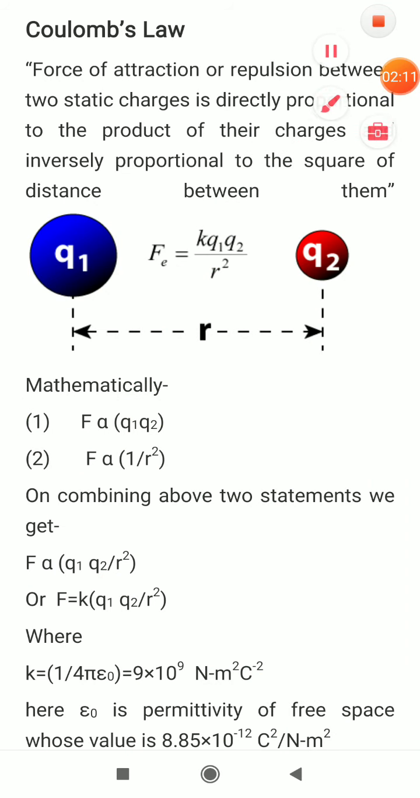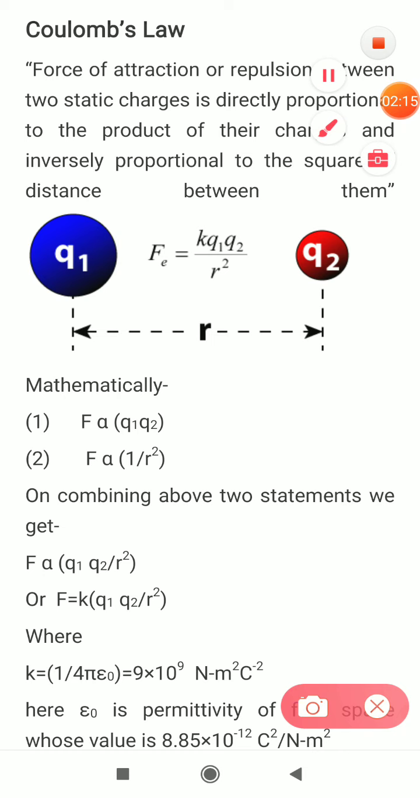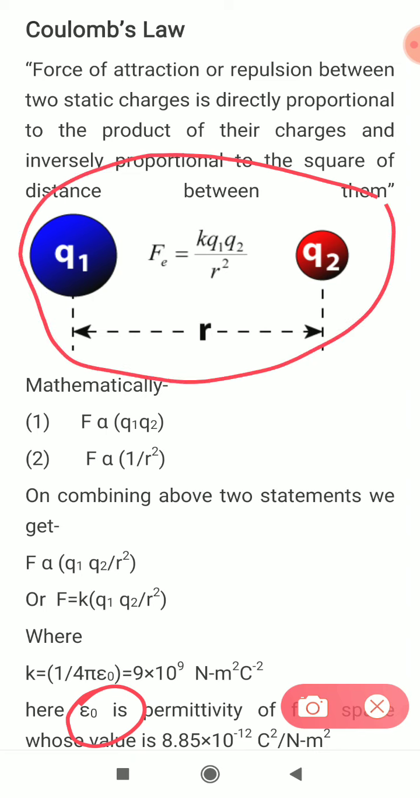Now you will see there is a new term coming here, epsilon naught, which is called the permittivity of free space. What is the physical significance of this permittivity of free space? If q1 and q2 are kept in a medium, then this force of attraction or repulsion changes. So the force of attraction or repulsion is directly related to the medium. Here the medium dependency is expressed by the term epsilon naught.